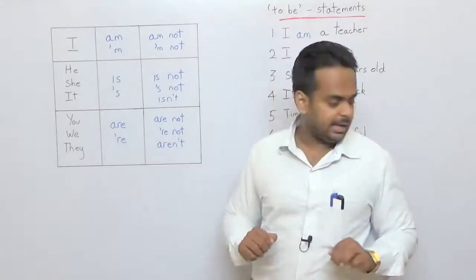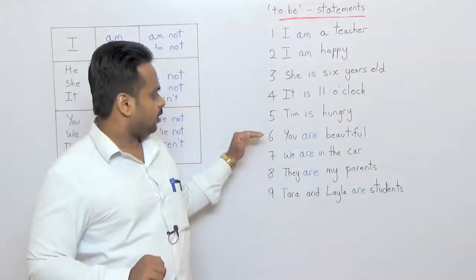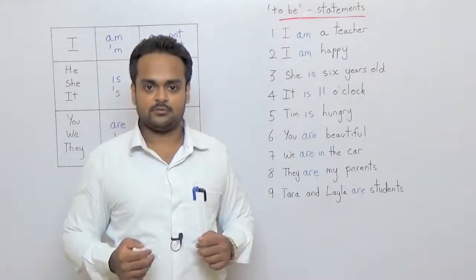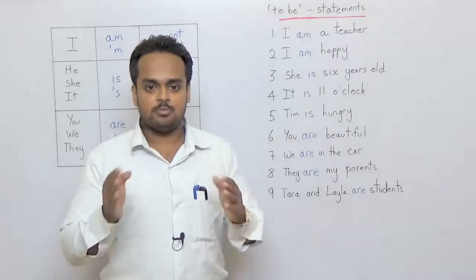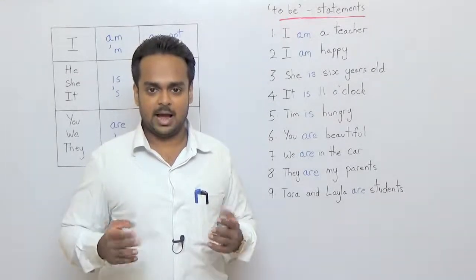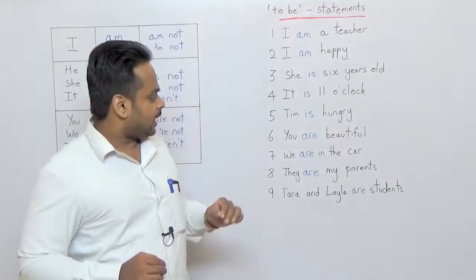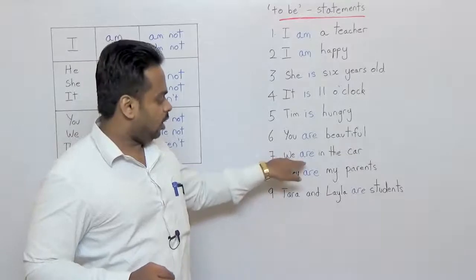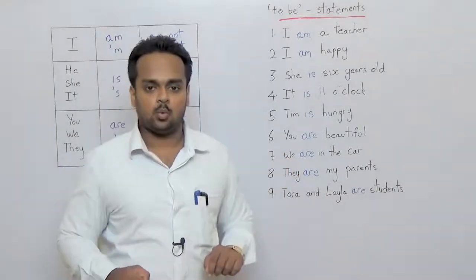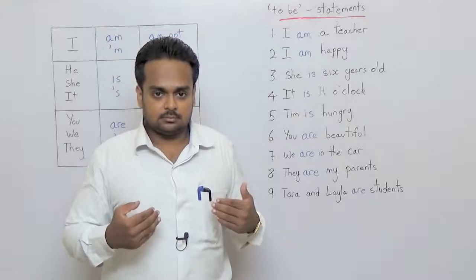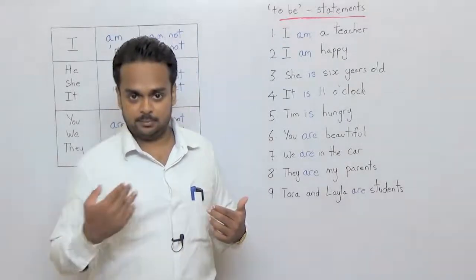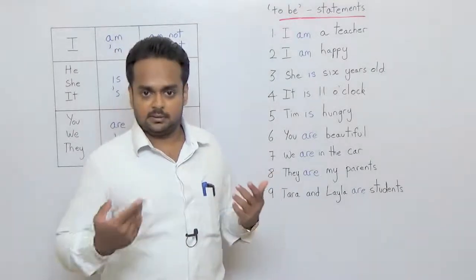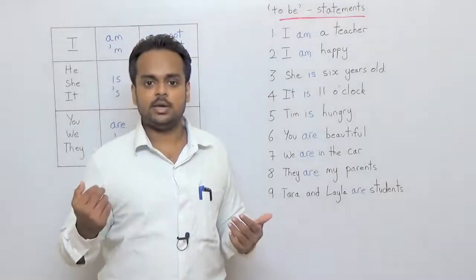are. Like in these examples, you are beautiful. This is a very nice thing to say to someone. If you tell someone, hey, you are beautiful, that person will feel very happy. In example number 7, we are in the car. We're using are because the subject is we. This means that me, or I, and some other people, so more than one person, this is plural. Me and the family, for example, is we. We are in the car.